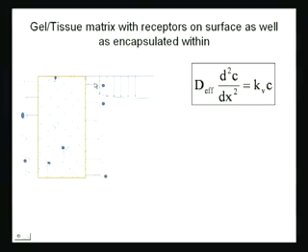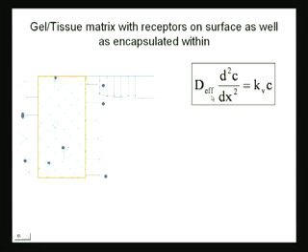Right. Equations will remain the same. The reason being that if you remember what we did before, the receptors on the surface only affect the boundary condition, they do not affect the equation, right. And the equation inside the matrix remains the same because reaction is occurring only inside the matrix.